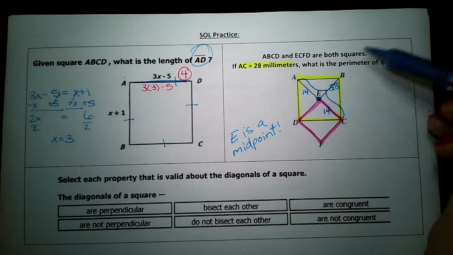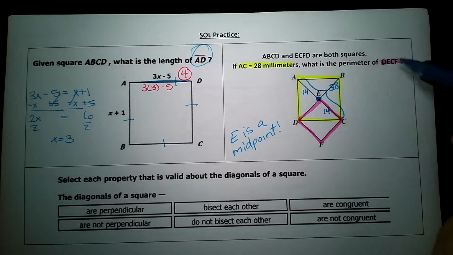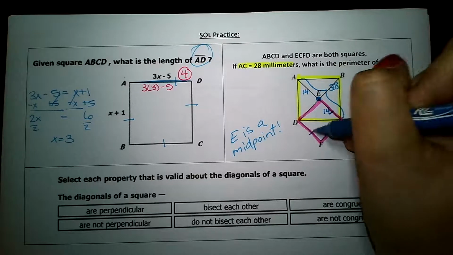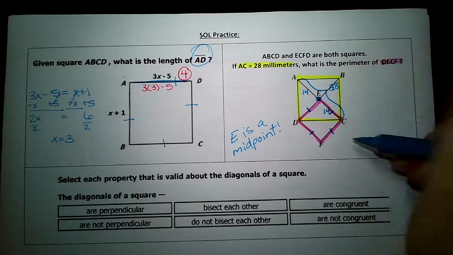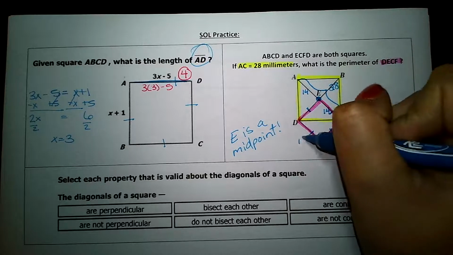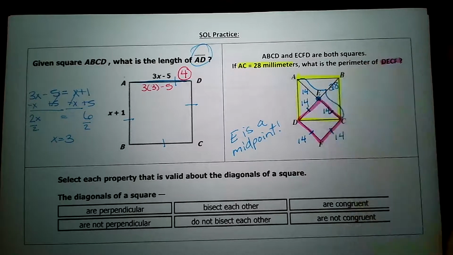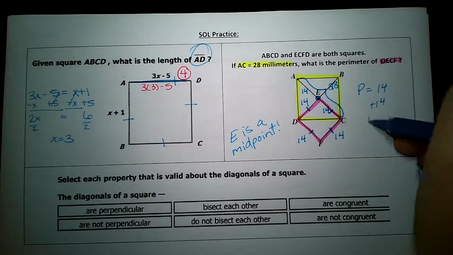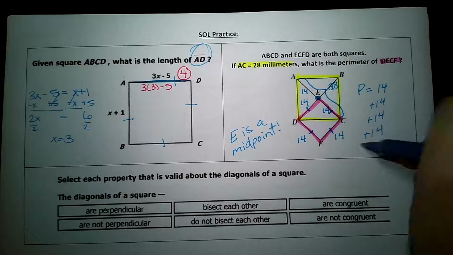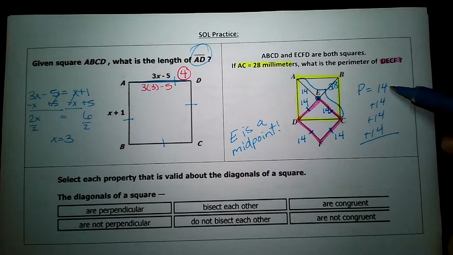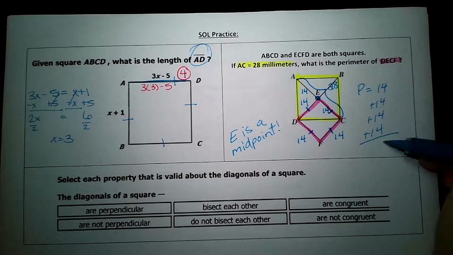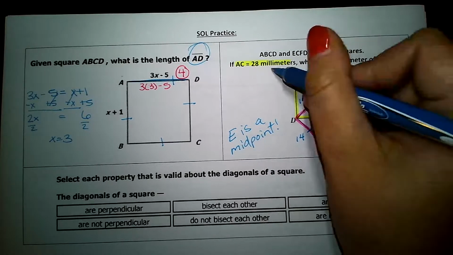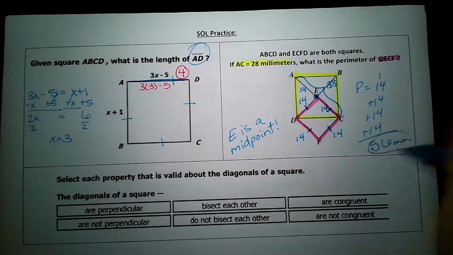Now, let's go over to the pink square. We also know that all 4 sides of a square are equal to each other. So this 14 is the same measure for each side of the pink square. So the perimeter is going to be 14 plus 14 plus 14 plus 14, which is 4 plus 4 plus 4 plus 4, that's 16. 1, 2, 3, 4, 5, 56 millimeters.